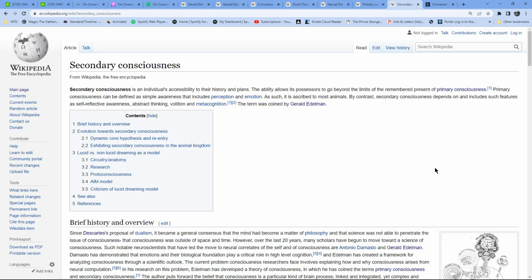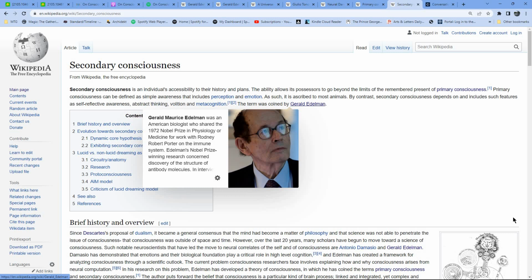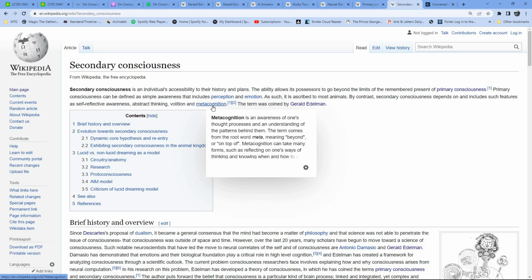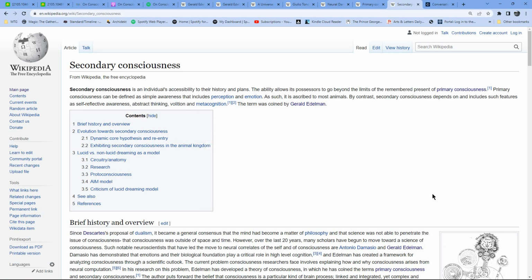And you can compare that with this idea of secondary consciousness. So, name check there as well. It is an individual's accessibility to their history and plans. The ability allows its possessors to go beyond the limits of the remembered present of primary consciousness. Primary consciousness can be defined as a simple awareness that includes perception and emotion. As such, it is ascribed to most animals. By contrast, secondary consciousness depends on and includes such features as self-reflective awareness, abstract thinking, volition, and metacognition. So metacognition is the awareness of one's thought processes and an understanding of the patterns behind them. And you get into areas of thinking about thinking.